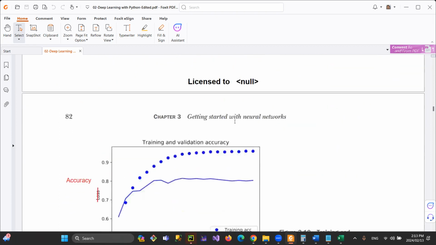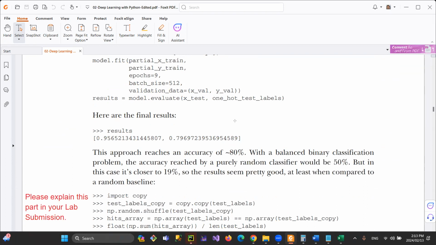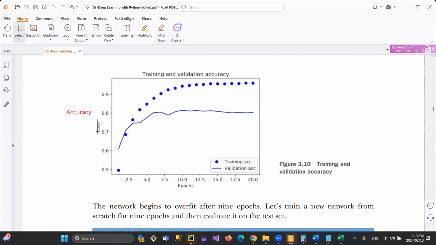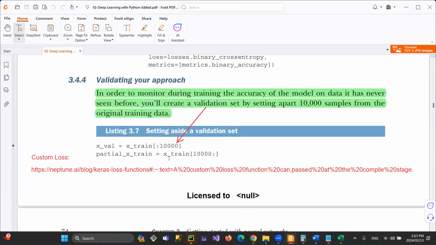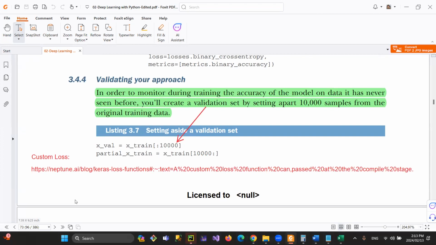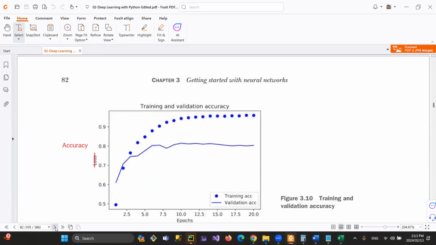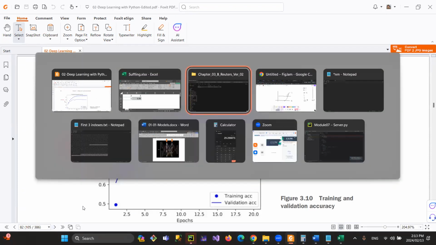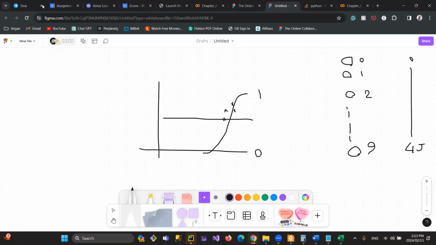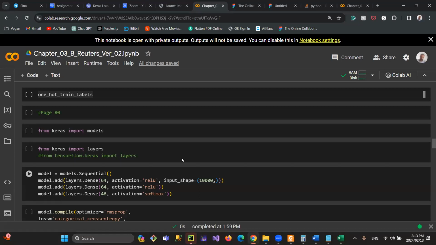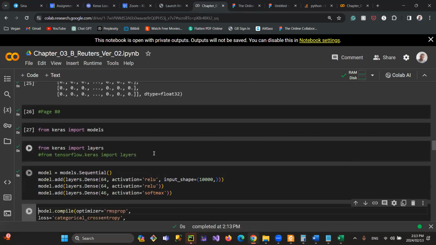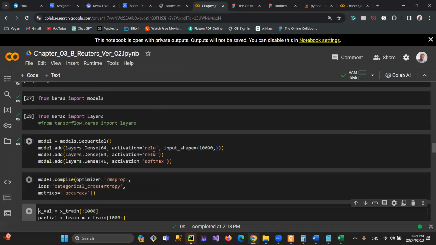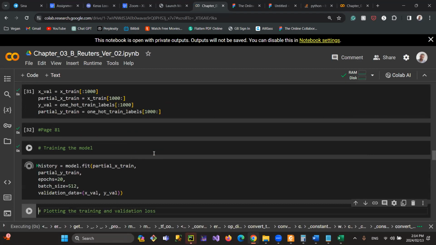So everybody, you have the code. Please run the code. Run the code all the way, starting from page 80: import models, layers, then the 10,000 most frequently used words in the first input layer, and the rest. And look at what is happening.